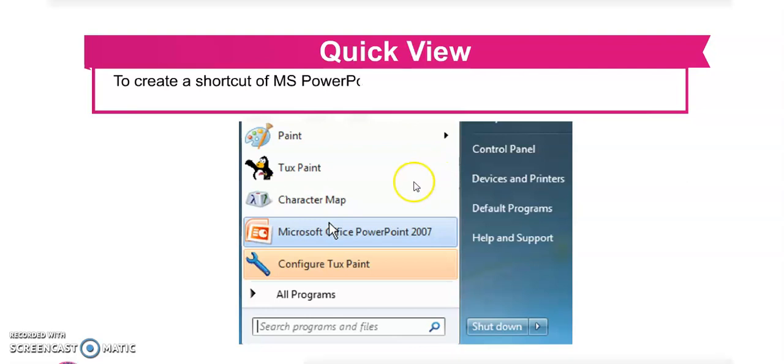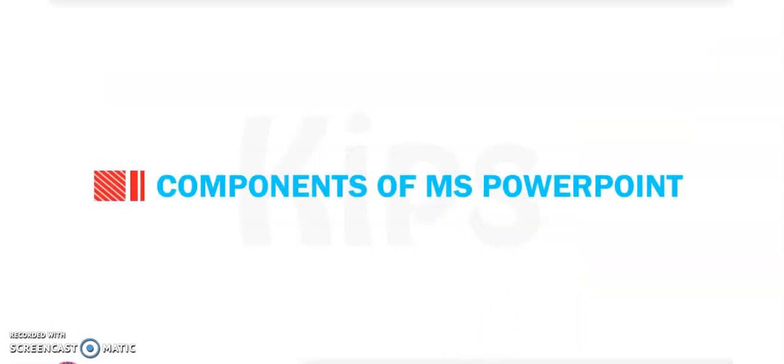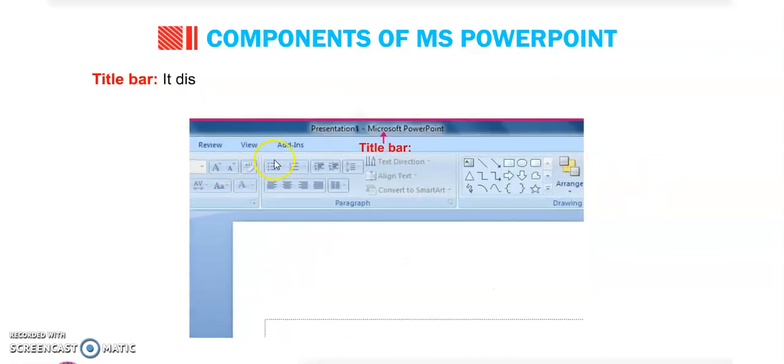To create a shortcut of MS PowerPoint, drag its icon from the start menu to the desktop. So we can directly open PowerPoint from the shortcut by double clicking on it. Next are the components of the MS PowerPoint window, which components we use for making our presentation. MS PowerPoint consists of the following components. First is the title bar.